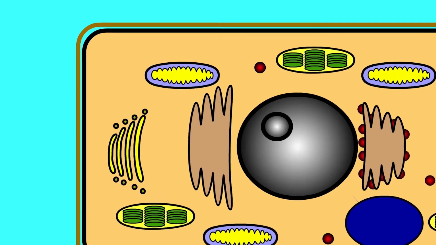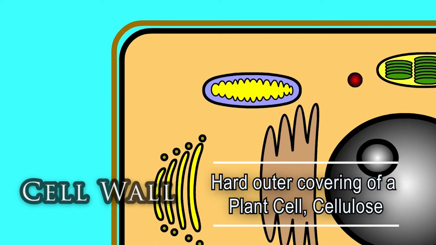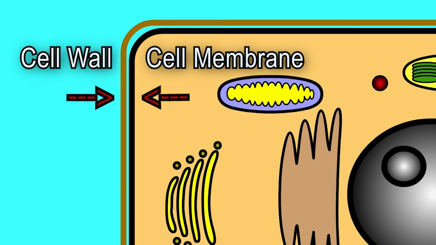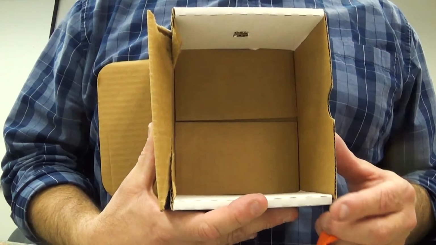Instead, they have a cell wall. The cell wall is not the same as the cell membrane. The cell membrane is the border of the cell, and the cell wall is located outside the cell membrane. So actually, the cell wall is outside of the cell. It's extracellular.